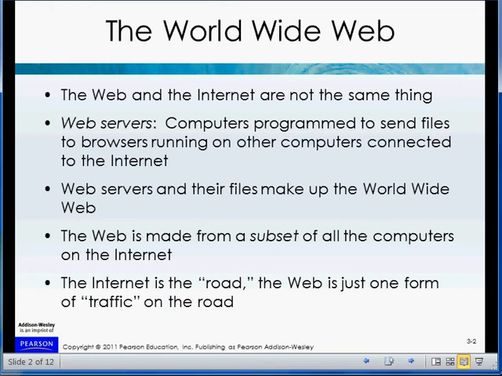The web is a series of web servers. The internet is a much bigger entity than just web servers. And just a simple example, we have mail, for instance. Okay, so mail servers are generally differentiated from web servers. And so web servers are programmed to send files to web browsers connected across the internet. So think of the web as a subset of all the computers on the internet. And think of the internet as this big highway, and the web is just maybe one form of traffic, okay, one vehicle that we use on the internet.